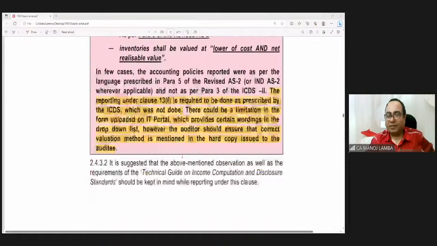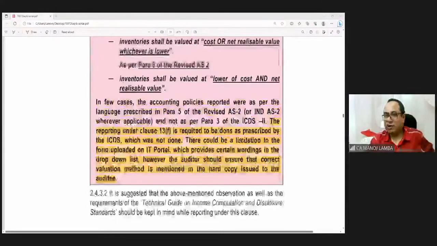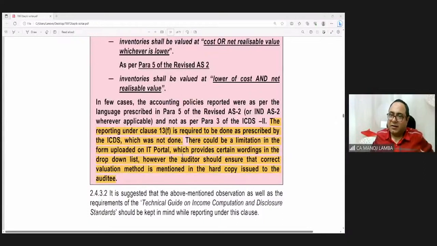Valuation of inventory. Valuation of inventory, that is cost or net realizable value, whichever is less. Lower of cost and net realizable value as per AS2.